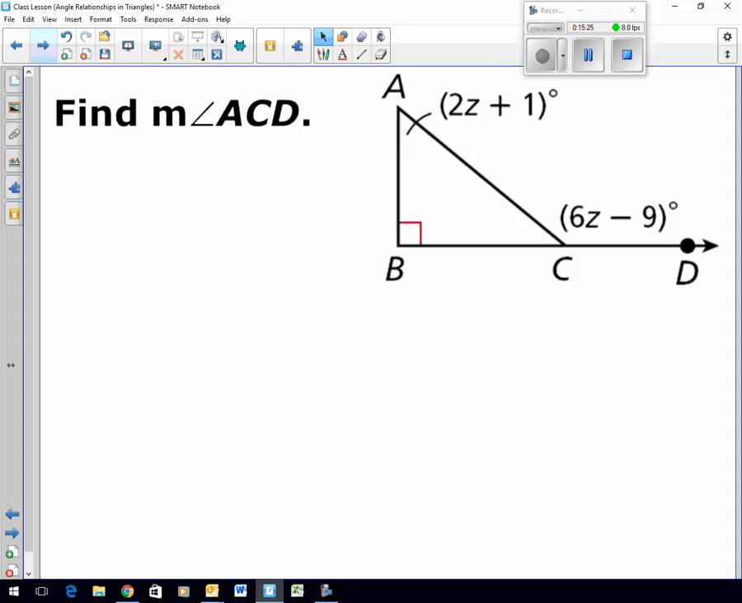Find the measure of angle ACD. So now I'm trying to find ACD, this outside angle, correct? Angle ACD is right there. What are the remote interior angles? A and B, correct? Which are 2z plus 1 and what? And what do I do with those two? I add them together and set them equal to the exterior angle.